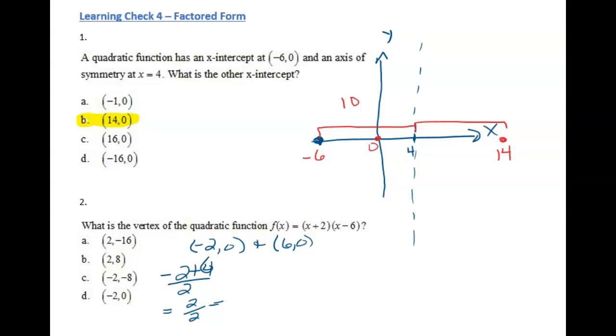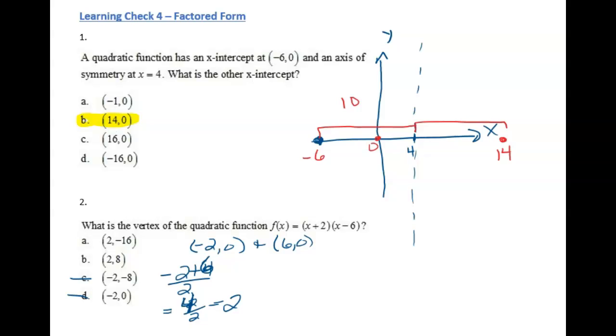Oops, 2 plus 6. Sorry about that. That's 4. Divide by 2 and you get 2. So that would leave C and D as options, because our axis of symmetry is always the x value of our vertex. So obviously it can't be -2, it must be A or B.